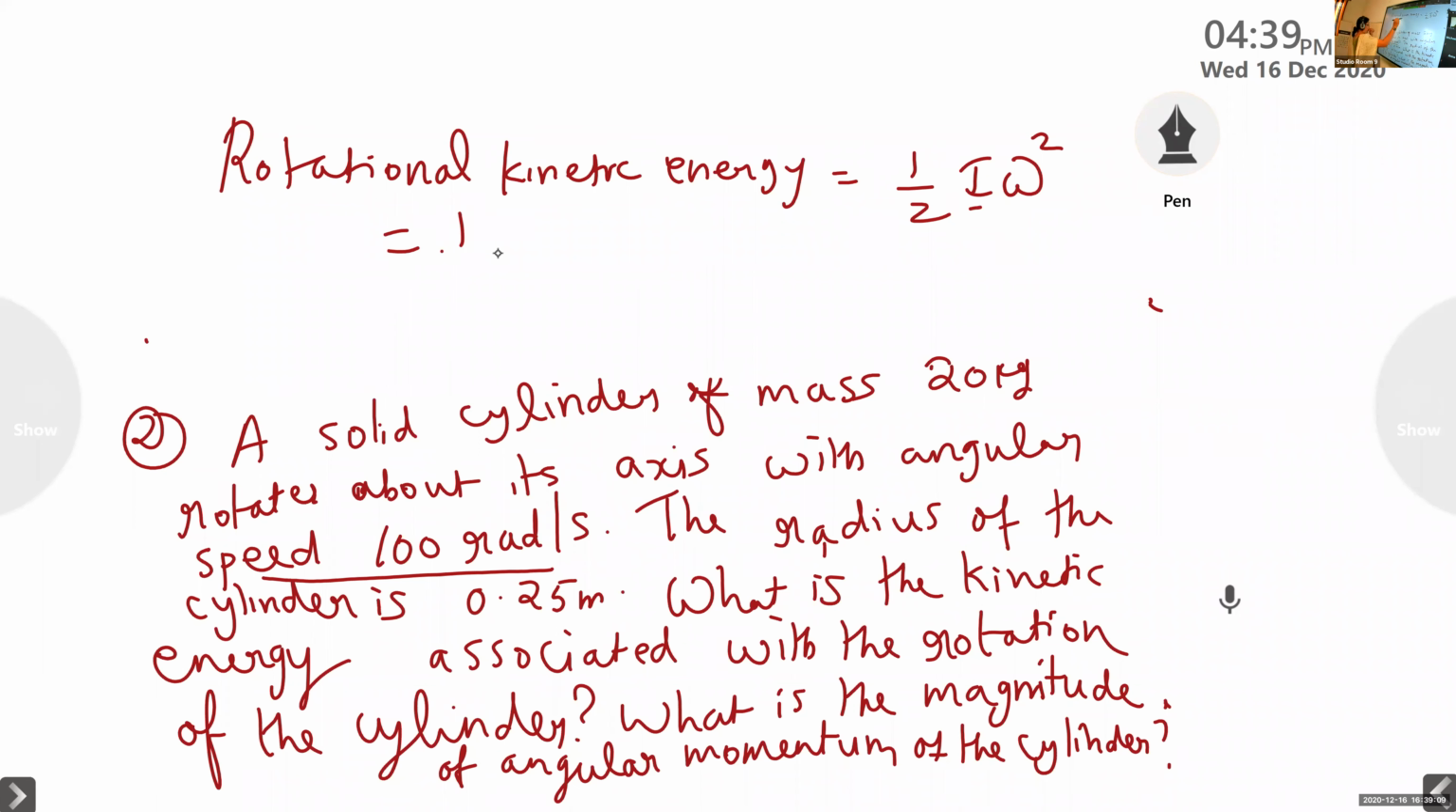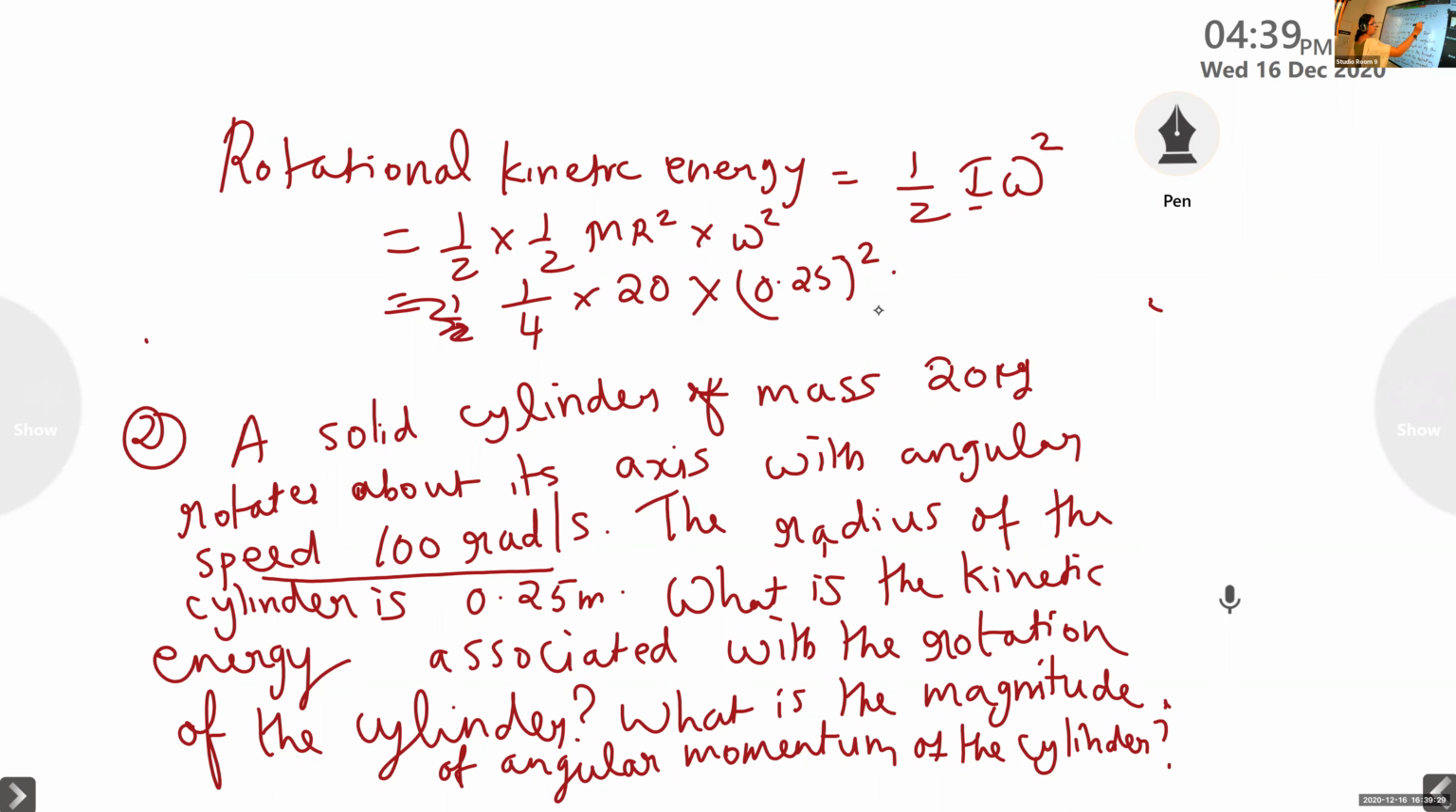Substitute half mr squared into omega squared. Now let us substitute. Half of half means you are going to get 1 by 4. Mass is given, 1 by 4 into 20. Radius is 0.25 squared, into omega squared. Omega is given as 100, squared. So very simple.